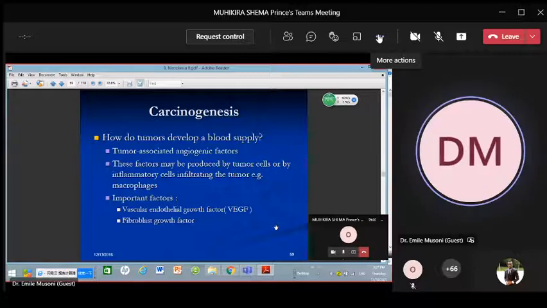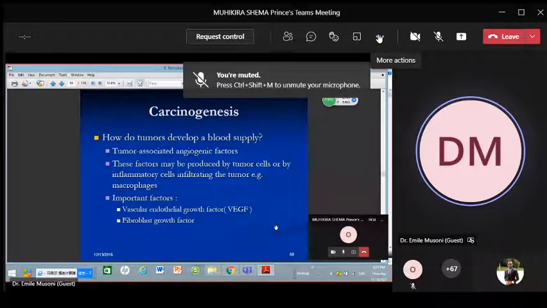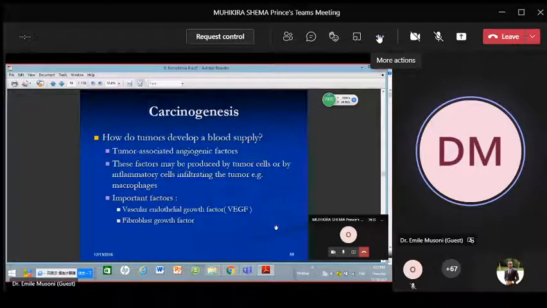How do tumors develop a blood supply? Tumor-associated angiogenic factors are involved. These factors may be produced by tumor cells or by inflammatory cells infiltrating the tumor, for example macrophages. The important factors in angiogenesis are vascular endothelial growth factor and fibroblast growth factors. These are involved in the formation of new blood vessels.